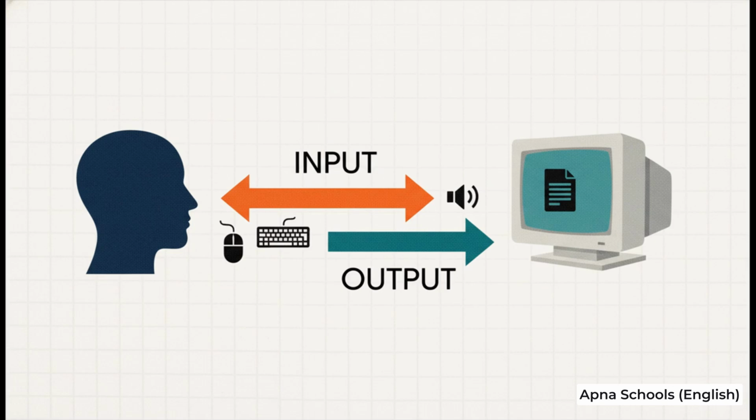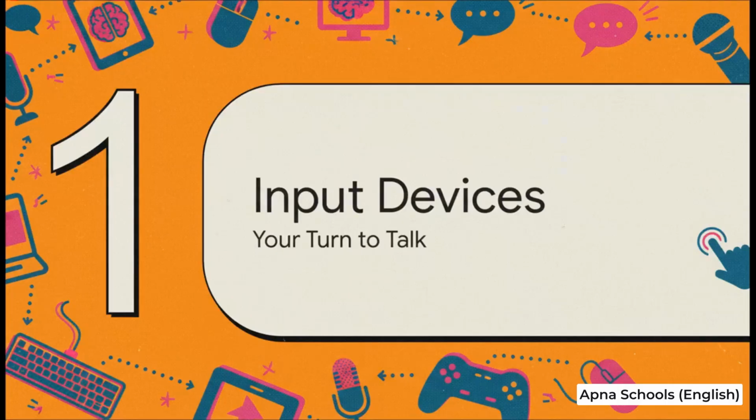It's a two-way street. You talk, and the computer listens. That's what we call input. Then, the computer does its thing and talks back to you with the results. And yep, you guessed it, that's output. Okay, let's dive right in. We're going to start with your side of the conversation. This whole section is about how we speak to the computer, how we give it all of our instructions. These are the tools for your input.